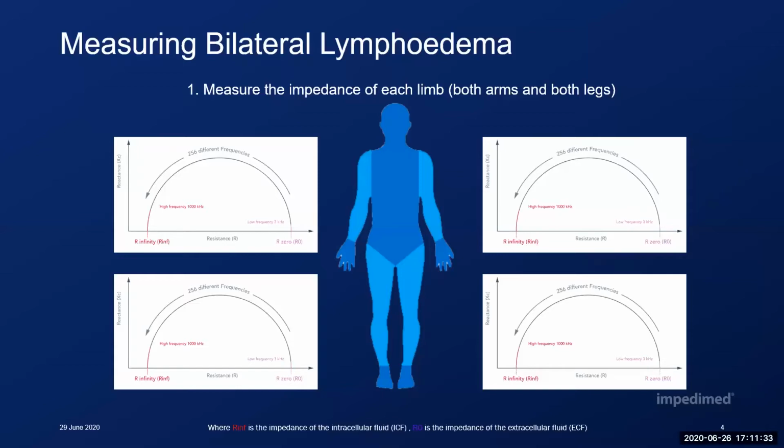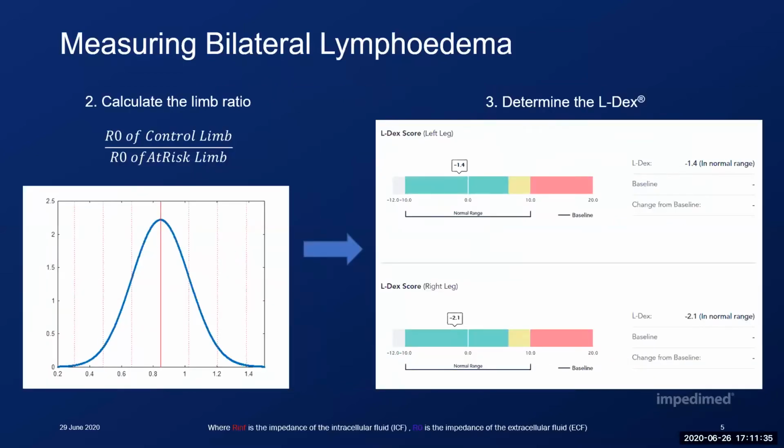If we are taking a bilateral arm measurement, the R0 ratio of each control leg to ipsilateral at-risk arm is calculated. If we are taking a bilateral leg measurement, the R0 ratio of each contralateral arm to ipsilateral at-risk leg is calculated. The ratio of the R0 value for the healthy to at-risk limbs is compared to the mean and standard deviation of a matched healthy population by gender and dominance, and the L-Dex score is calculated for each affected limb.